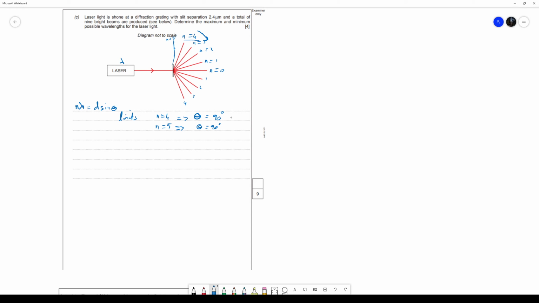So 90 degrees implies sine theta is just 1. So what I'm left with then is 4 lambda equals d. And d, given in the question, is 2.4 micrometers, so 2.4 times 10 to the minus 6 meters. And 5 lambda equals d, with d again 2.4 times 10 to the minus 6 meters.